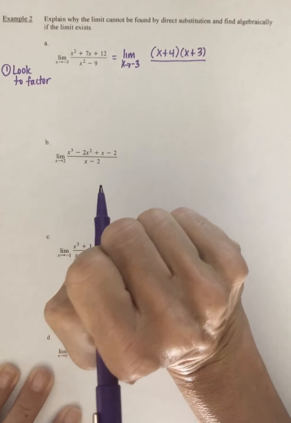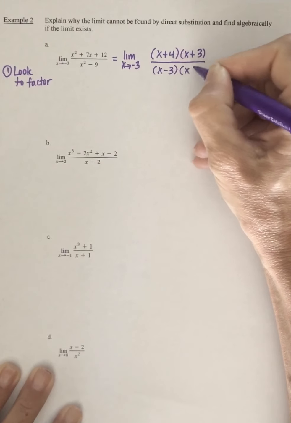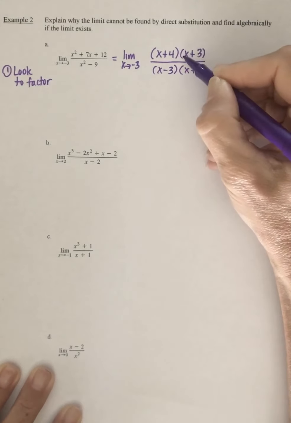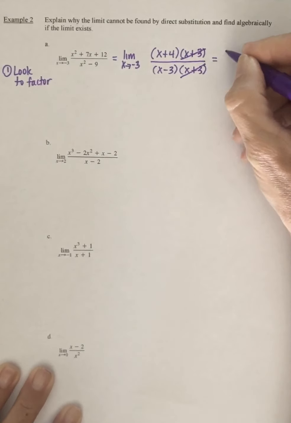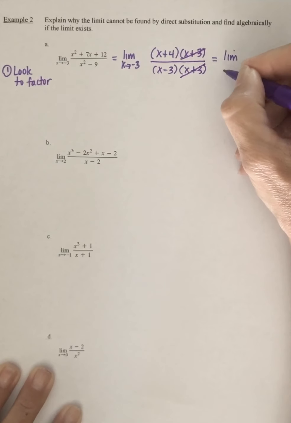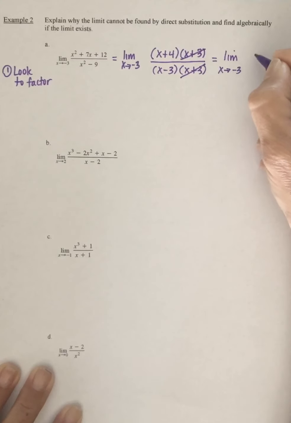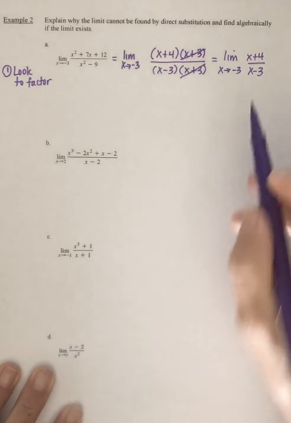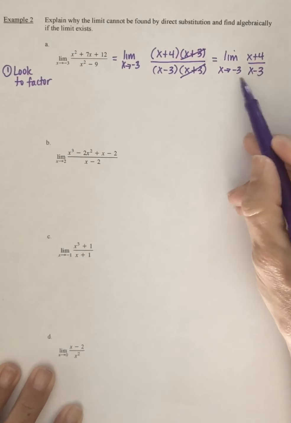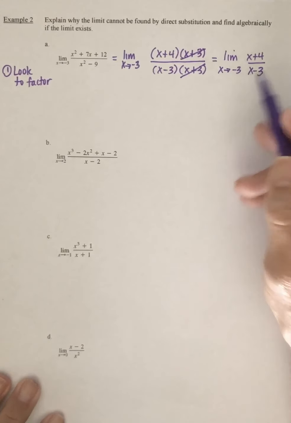On the bottom, x squared minus 9 is a difference of squares problem. So x minus 3, x plus 3. And these cancel, which now leaves us with a great reduced rational expression. So we have x plus 4 on top over x minus 3. And if you notice now, substituting in a -3 doesn't make a big difference. It's not going to cancel you out and make you go undefined. So now you directly substitute.